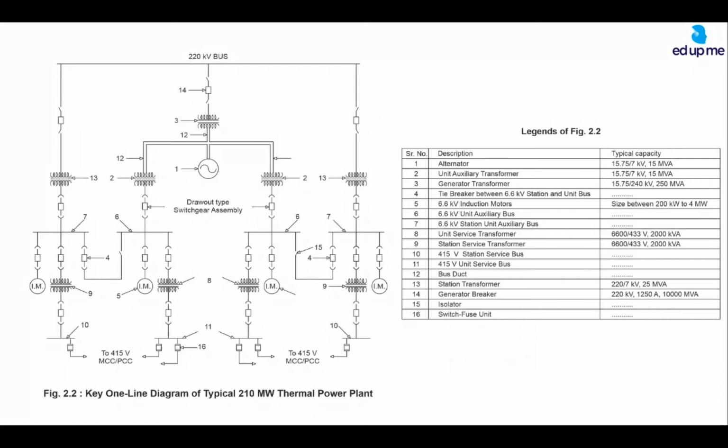There is number 5, only one induction motor is shown, but it is not one, there are many. There are 2 PA fans, 2 ID fans, 2 FD fans, 6 coal mills, 2 boiler feed pumps, 2 condensate extraction pumps, and many things. All these motors are connected on both these buses, and power is stepped down to 415 volt also by what is known as UST, unit service transformer number 8. So power is stepped down by this unit service transformer number 8, and then it is taken to the 415 volt unit bus, where many induction motors and many other auxiliaries are running at 415 volt to run the power plant. So all these auxiliaries are fed by the 415 volt bus.